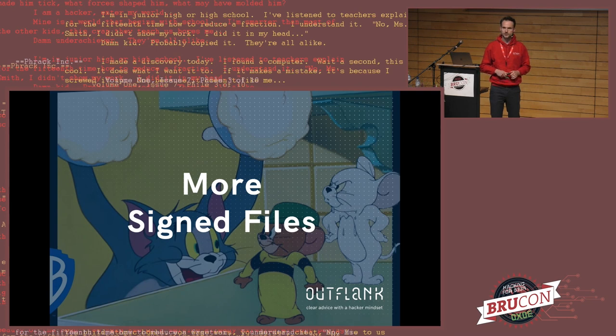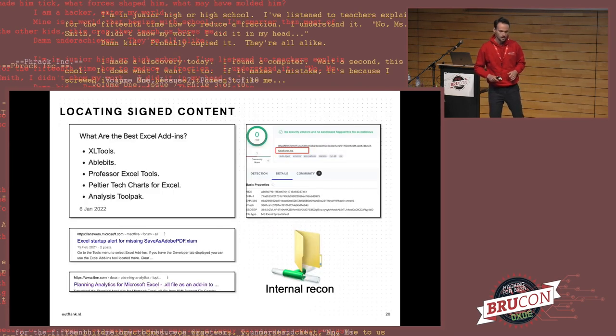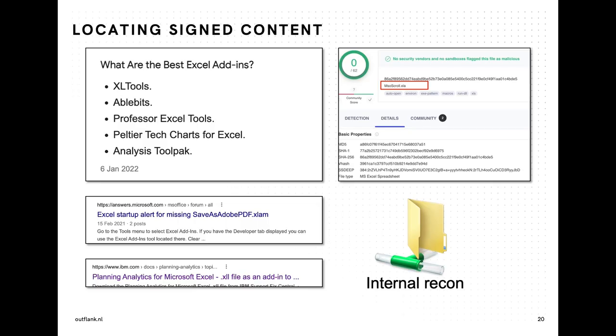So let's look for more signed files. You can look for more signed files on the internet. There's plenty of them out there. You can use search engines to find them. You can look for file types specifically, XLSM, XLAM, but also the older formats, XLA, XLL. You can look at VirusTotal. There you can also find plenty of them.